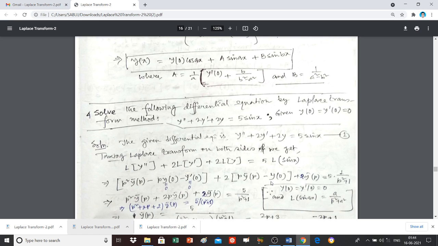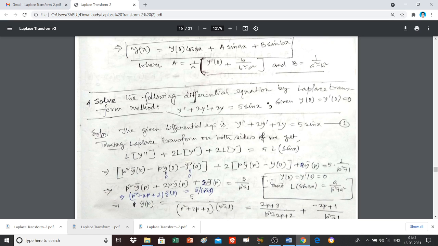Now another one is here: solve the following differential equation by the Laplace transform method. The given equation is y double prime plus 2y prime plus 2y equals 5 sin x, and you have been given the initial conditions y of 0 equals y prime 0 equals 0. That means the value of the function y of x as well as its first order derivative y prime of x is equal to 0 for x equal to 0. So the given differential equation is y double prime plus 2y prime plus 2y equals 5 sin x.